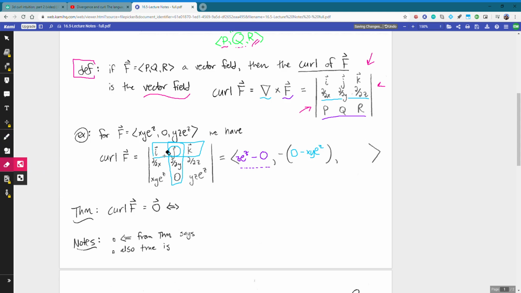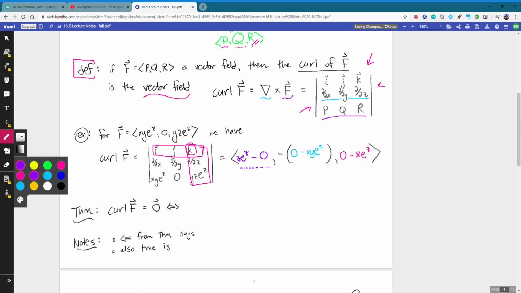All right, our last component for our curl. Now we're looking at k, and we're going to forget its row and its column. 2 by 2 determinant over here. Partial with respect to x of 0 minus the partial with respect to y of this function over here. We're going to get 0 minus x e to the z. And so, putting that all together, what do we have at the end of the day for our curl? We have z e to the z in the x component. Looks like positive xy e to the z in the middle component, and negative x e to the z in the z component. So right there is our curl.